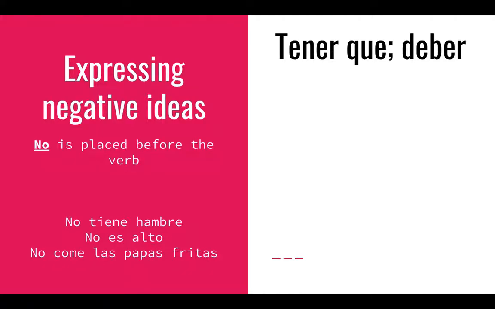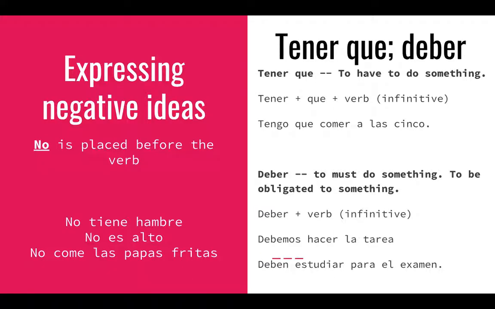Tener que and deber are some expressions that we were recently introduced to that really elaborate a little bit on what we can talk about. Tener que is expressing to have to do something. As you notice, you have the verb tener that represents whoever the subject of the idea is, always followed by the particle que, and the second verb is left in the infinitive. So when we say something like, yo tengo que comer a las 5, notice that tengo represents that it's me who has to do this, and then the que, and then comer in its infinitive form of an er verb, it stays like that. I have to eat at 5.